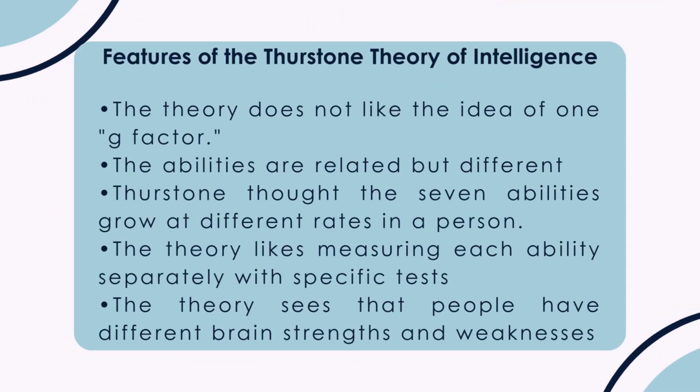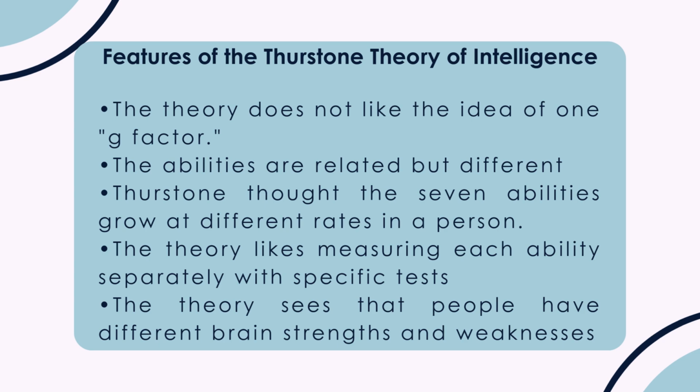Let's now move on to features of Thurstone's theory of intelligence. First, Thurstone's theory rejects the concept of a single G factor, or general intelligence factor that sums up a person's intellectual ability. According to Thurstone, intelligence isn't defined by one central factor. Instead, it's a mix of several mental abilities, each contributing to a person's total intelligence in its own way.